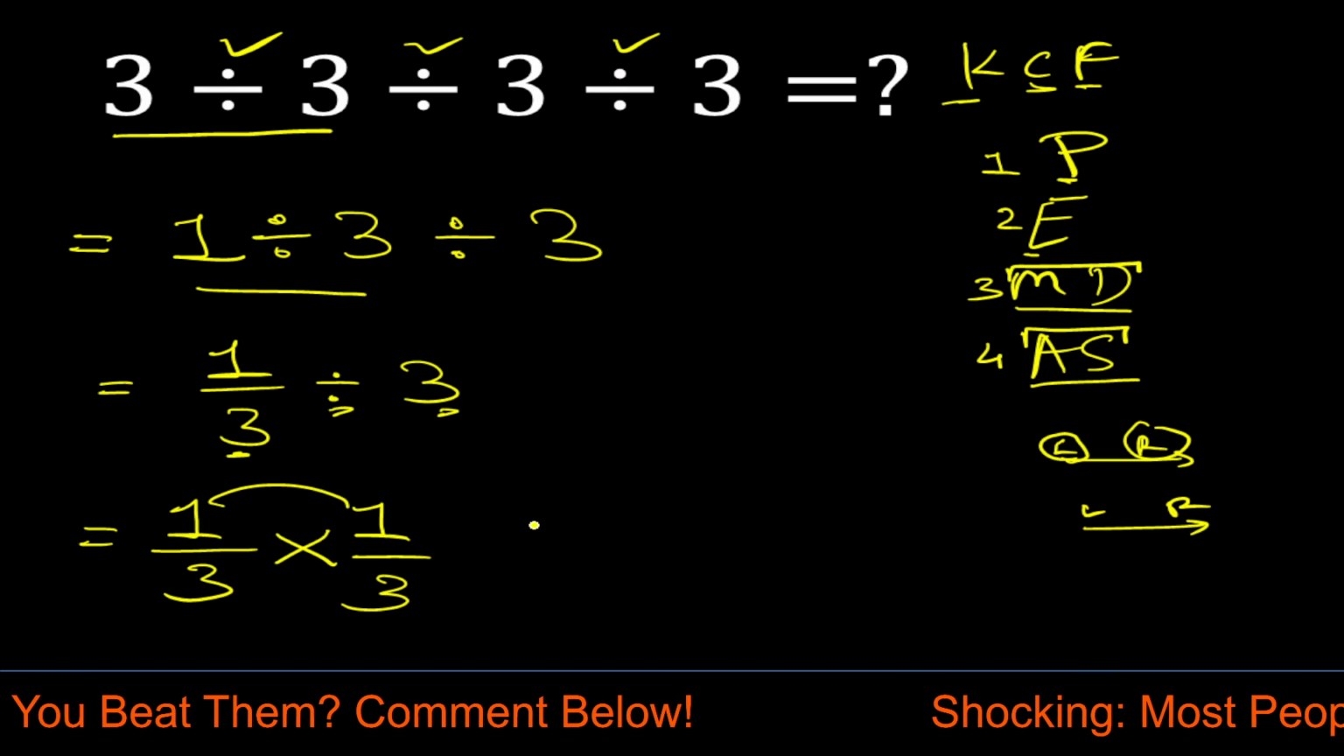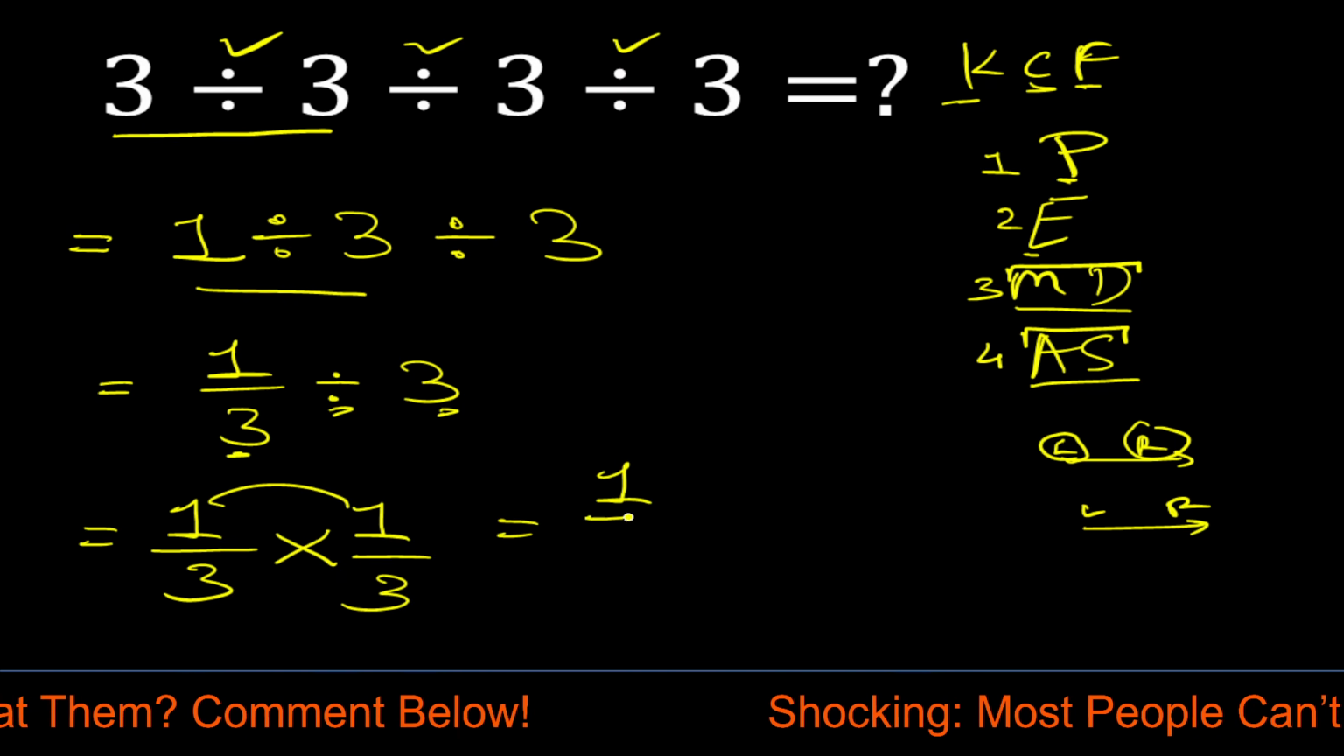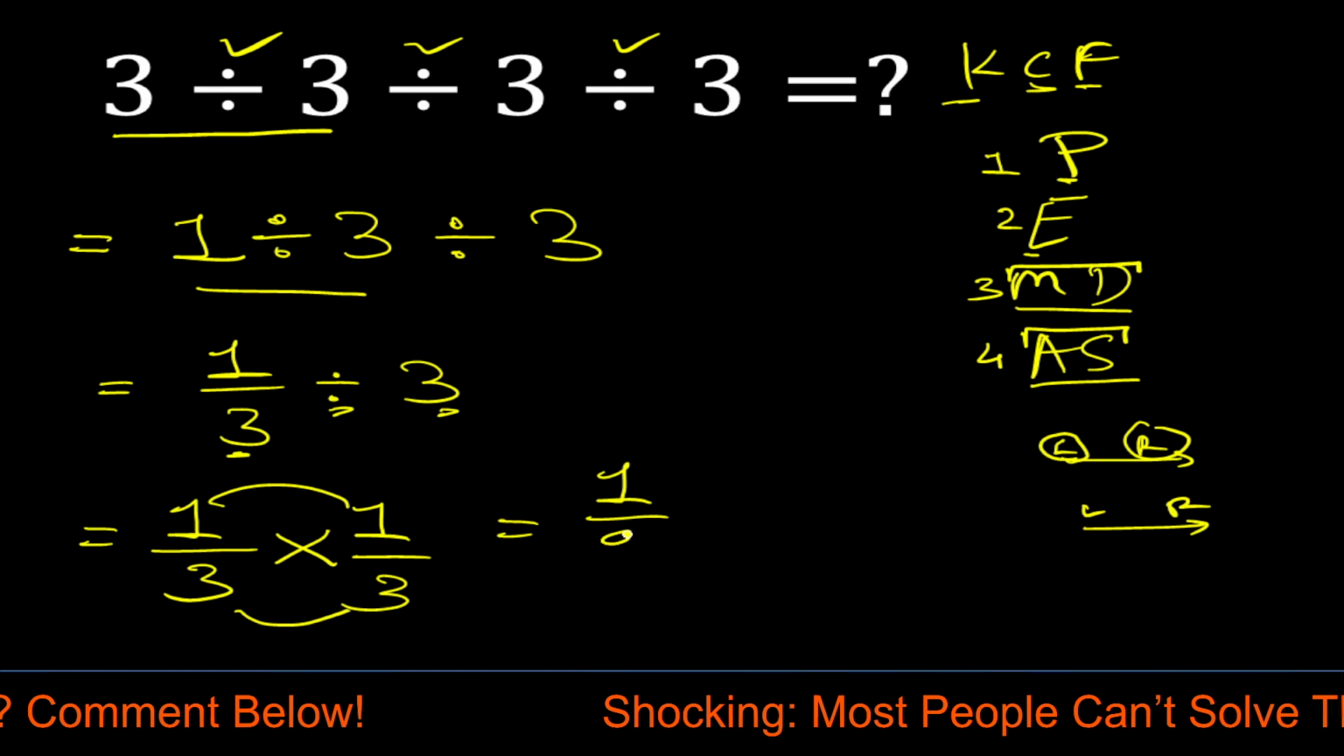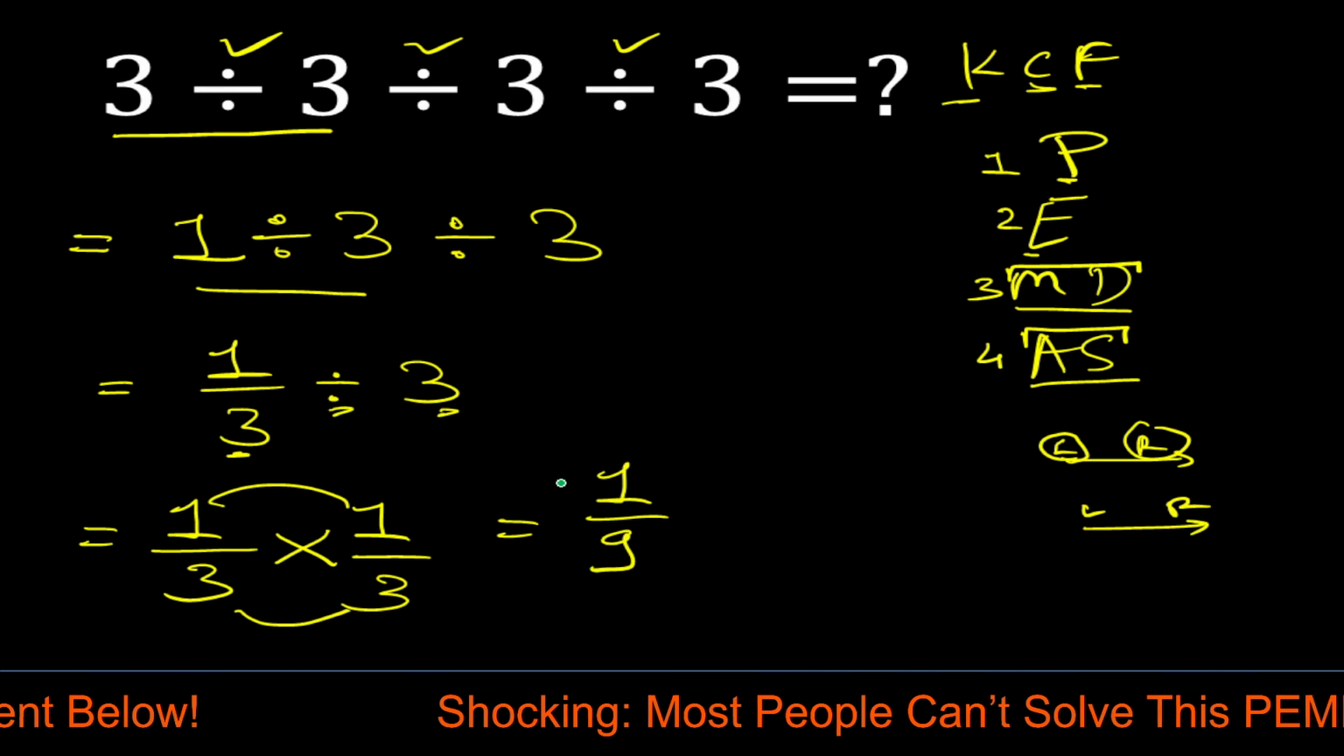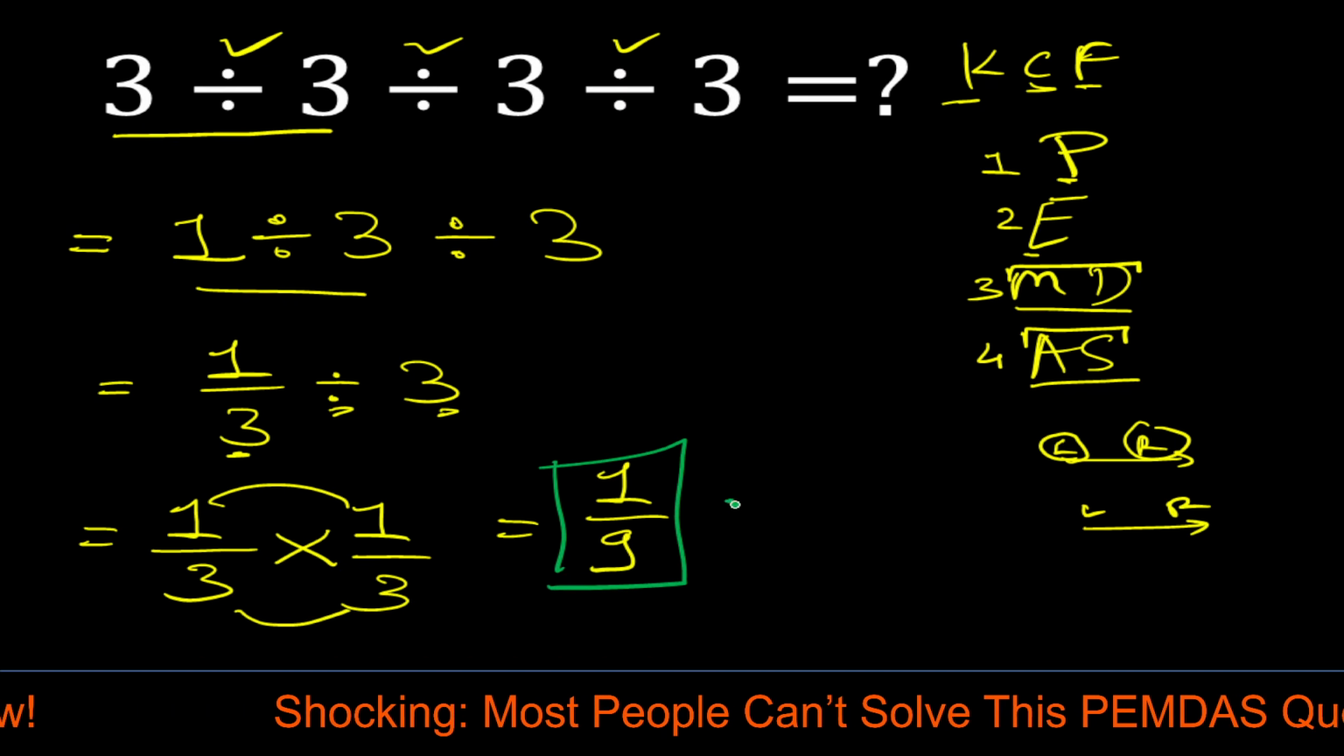Now 1 times 1 is equal to 1 and 3 times 3 is equal to 9. So the correct answer is 1 upon 9, right?